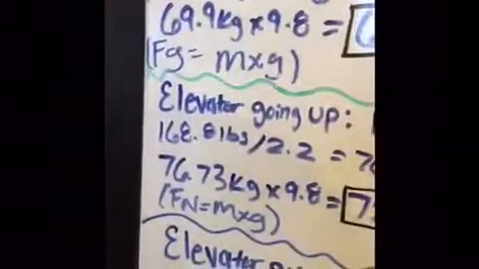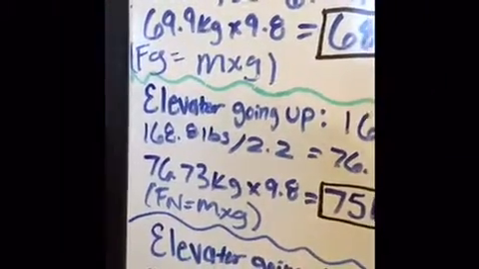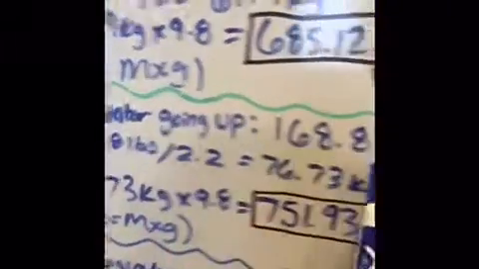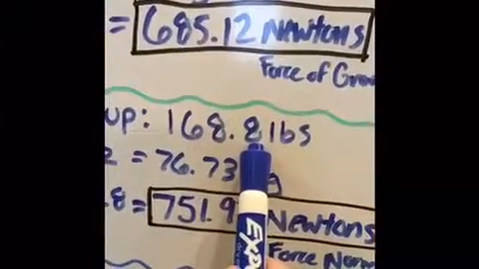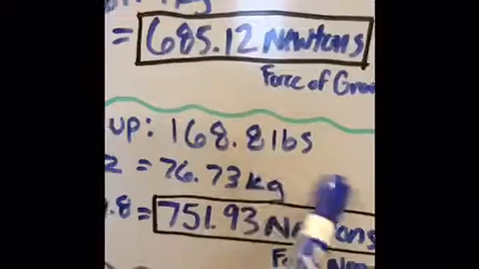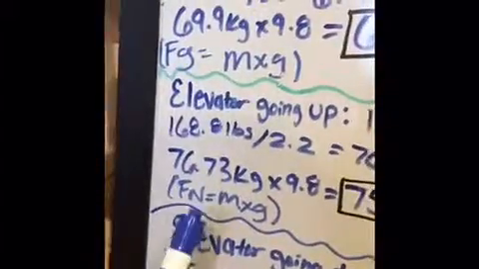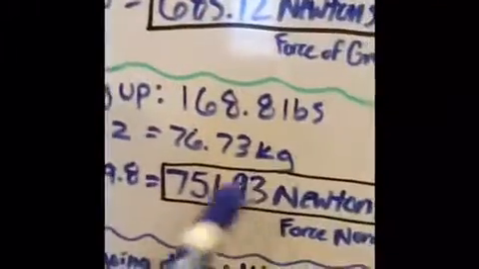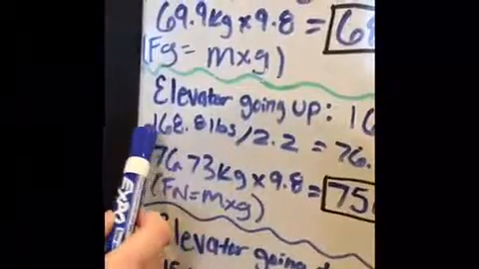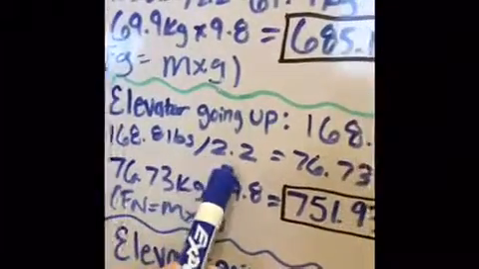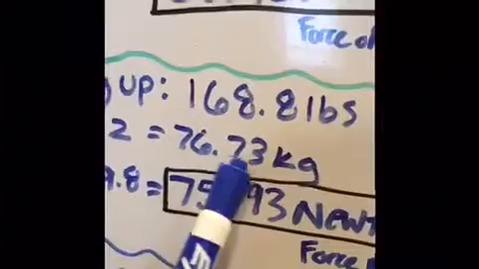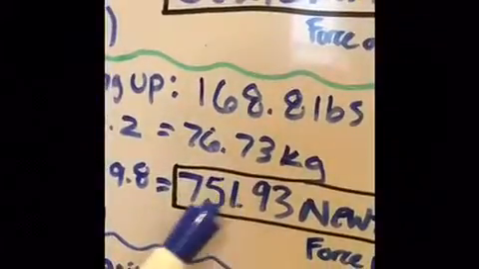Next is our calculations of going up in the elevator. So we started with the weight that we got, our max weight, which was 168.8 pounds. Next, we converted pounds to kilograms. So we divided 168.8 pounds by 2.2, which is 73.73 kilograms.